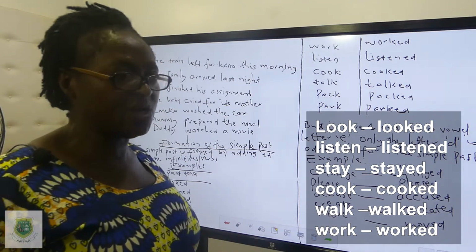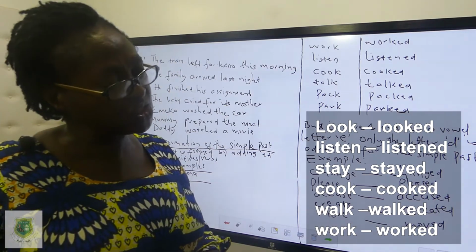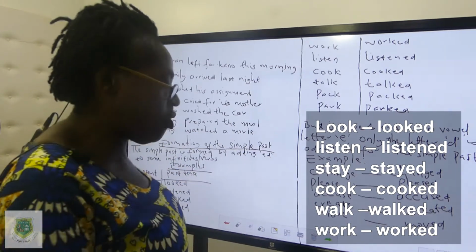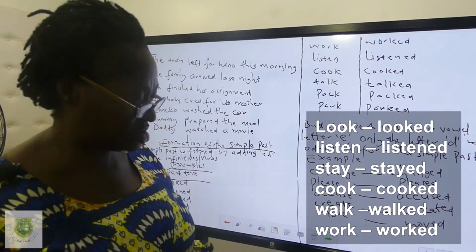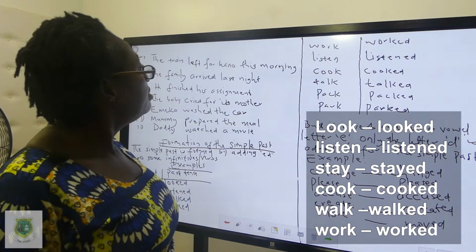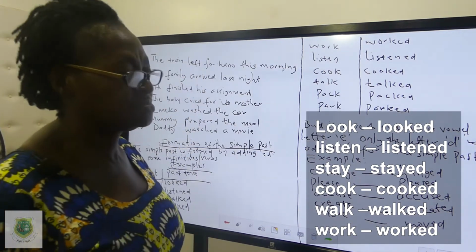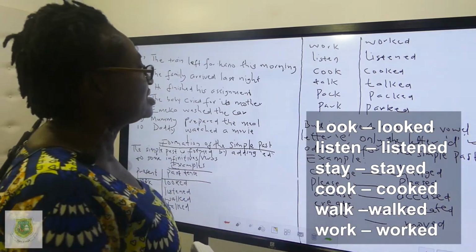In the morning, my daddy walked to the farm. In the morning, I walked to the zoo. I walked to the gym. I walked into this office. Past tense of walk is walked. Past tense of work is worked. Work as in doing a job. The past tense is worked. You added ed to it.